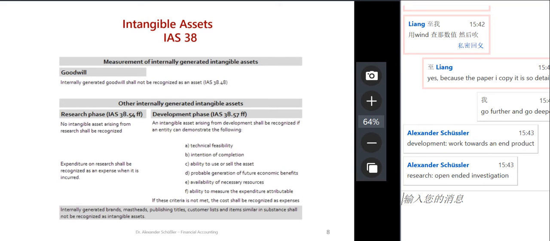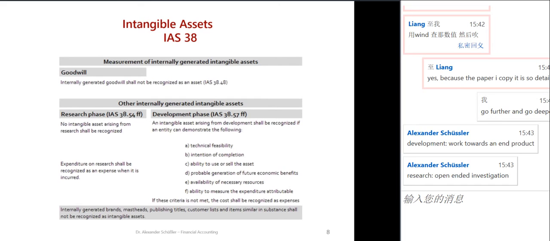And for research, the rule is no, it is not allowed to put it on the balance sheet. Instead, you should expense it. It means it goes right into the income statement, and it's not allowed to put it on the balance sheet.